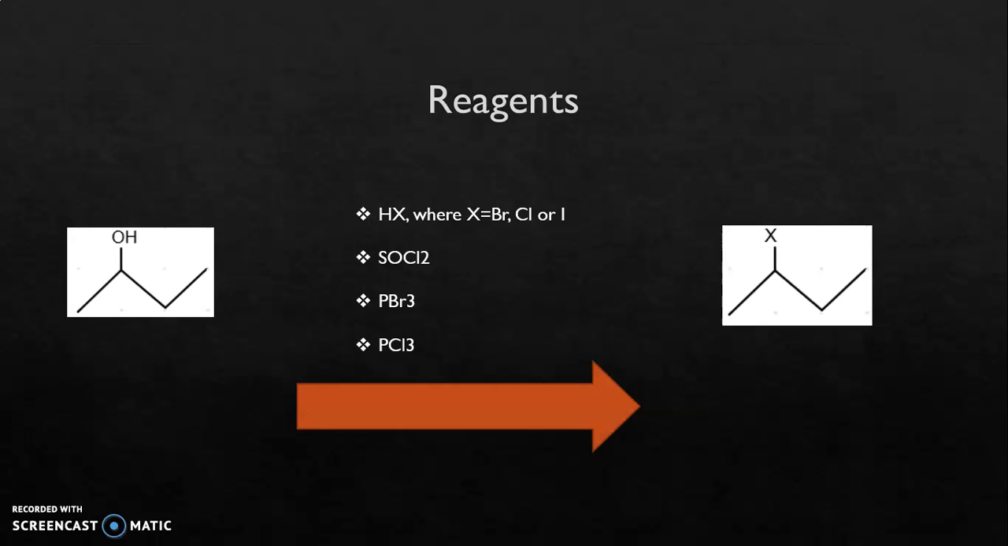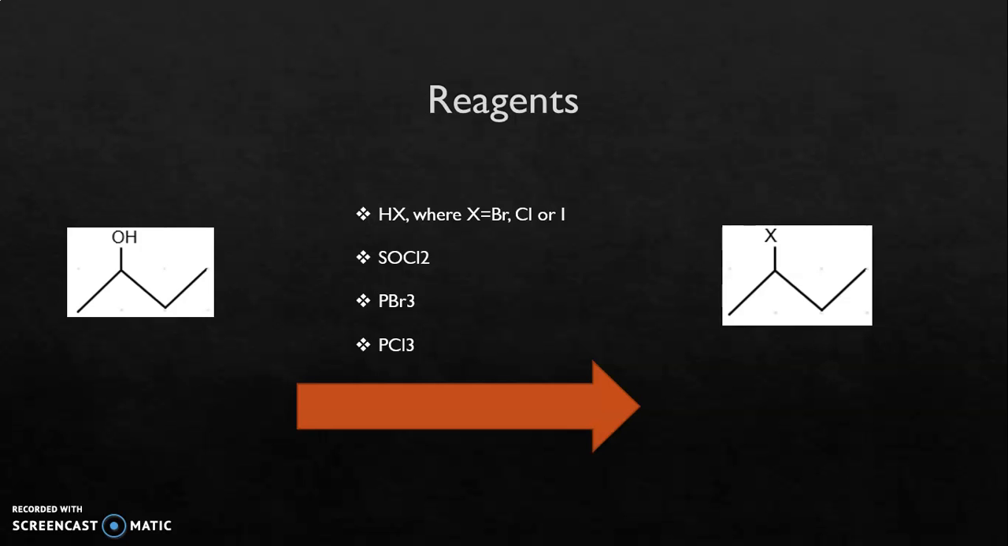The different reagents we can use when we're starting with an alcohol on the left and ending with an alkyl halide on the right: we can use HX, where X is bromine, chlorine, or iodine. We can also use SOCl2. We can use PBr3 and PCl3. So with HX you have the option, you can produce an alkyl bromide, an alkyl chloride, or an alkyl iodide, but the other three are limited.